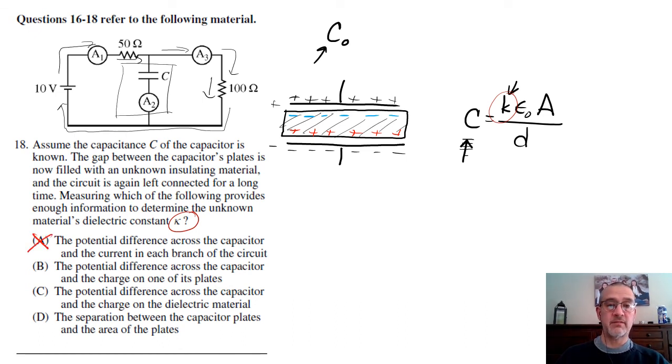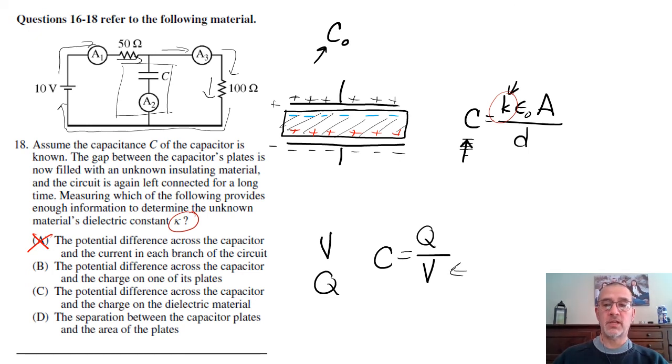B says the potential difference across the capacitor and the charge on one of its plates. Well, this is directly measuring something about the capacitor. It's measuring V and it's measuring Q. And we know that the capacitance is how much charge is stored when I have some amount of voltage. If we measure the potential difference across the capacitor, we're getting that again, which we could have calculated from the initial circuit. But now we know the charge.